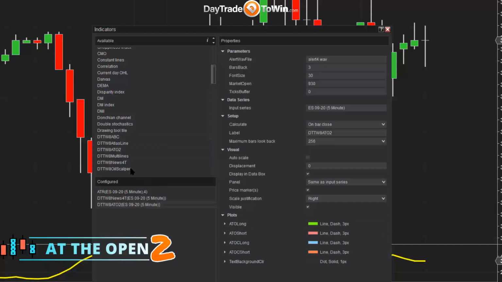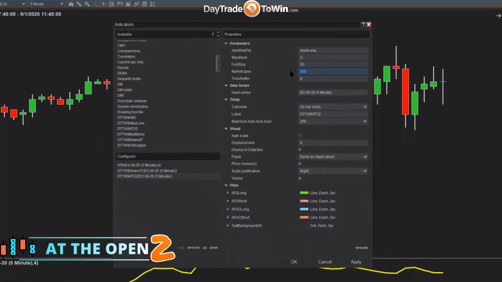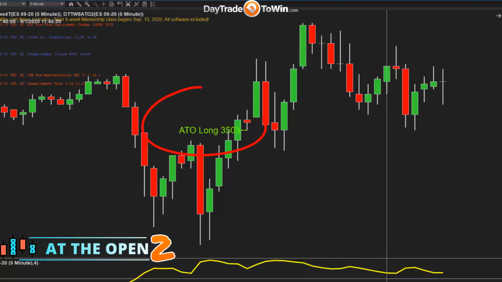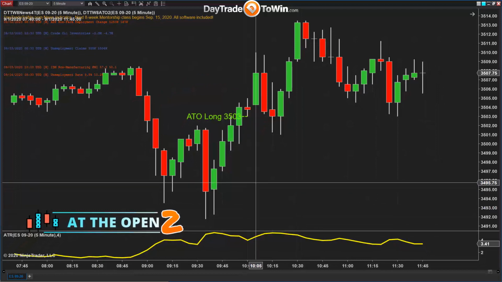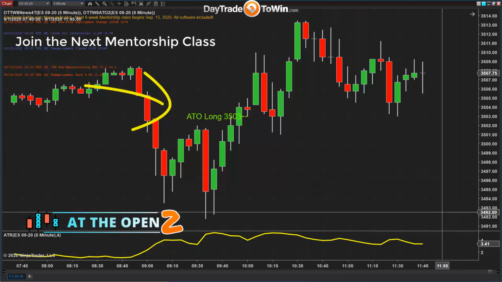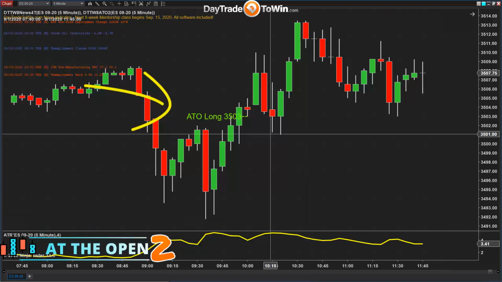So with the At the Open 2, which I've added here to the chart, because I live in the New York time frame, 9:30 Eastern Daylight Savings Time currently, that's what I have to set my At the Open indicator to begin. And we have a signal here for the At the Open long about 10 o'clock. So this morning, September 1st, this was the signal to go long 3503. Everyone who has the At the Open software has the same exact signal, which is a good thing. There's no way to mess this up really if you're trading the signals.